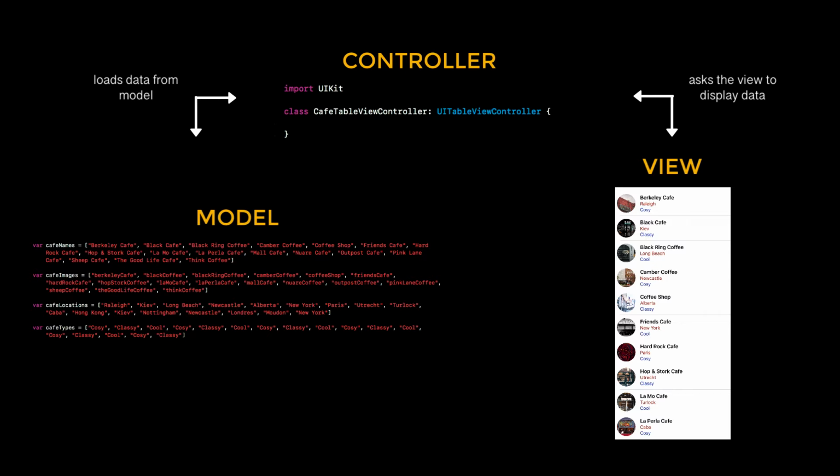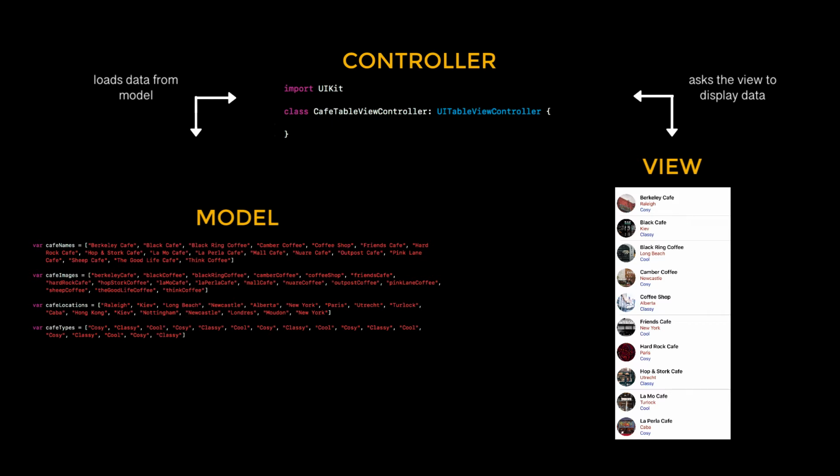The UI table view controller object, which is the controller, acts as the bridge between the table view and the data model, okay? It manages the table view and is responsible to load the data from the model. I hope you now have a better understanding of MVC. Okay, let's move on to the coding part and see how we can delete a row from a table view.